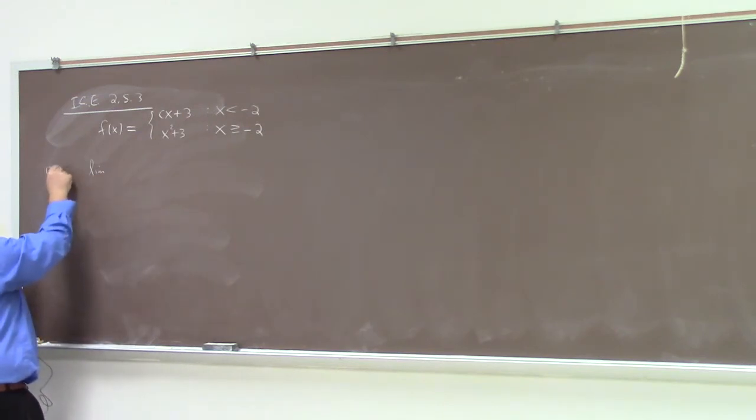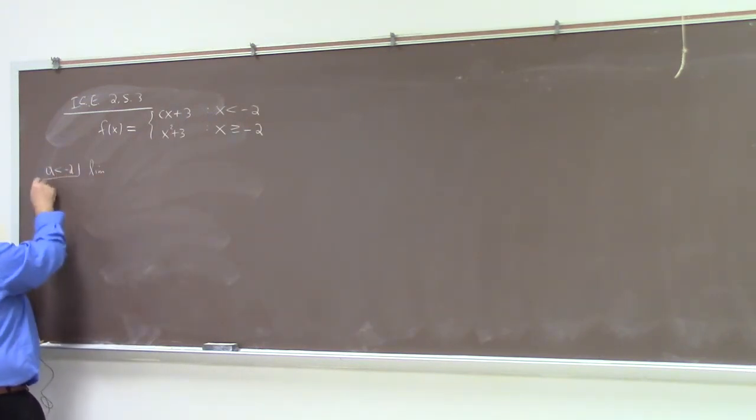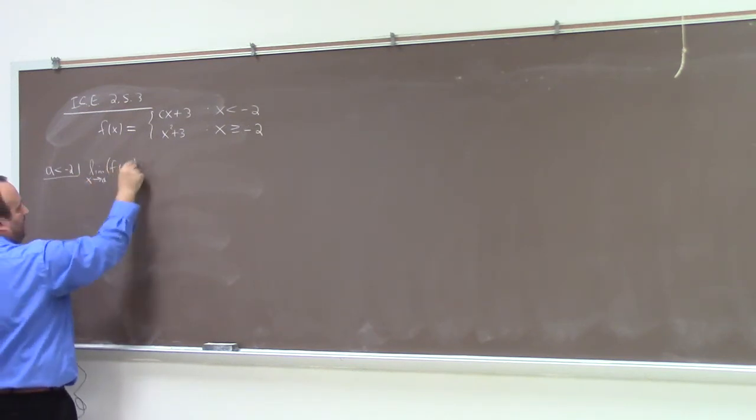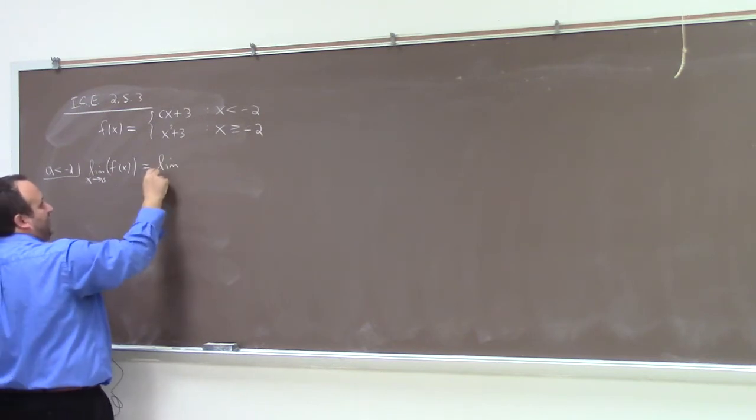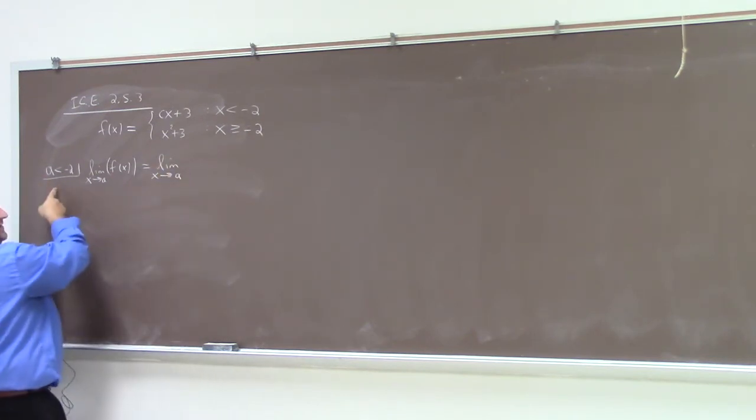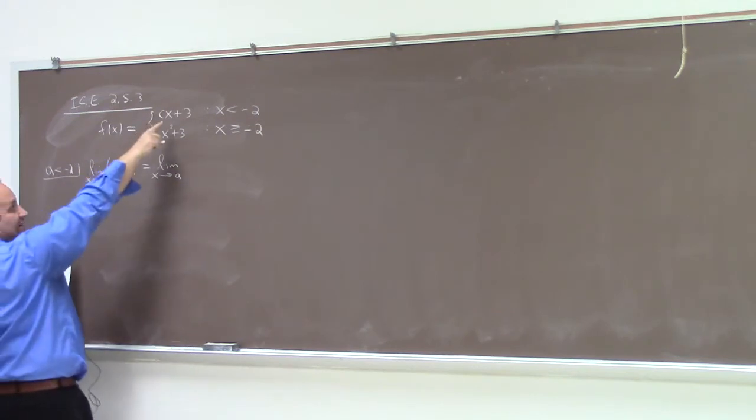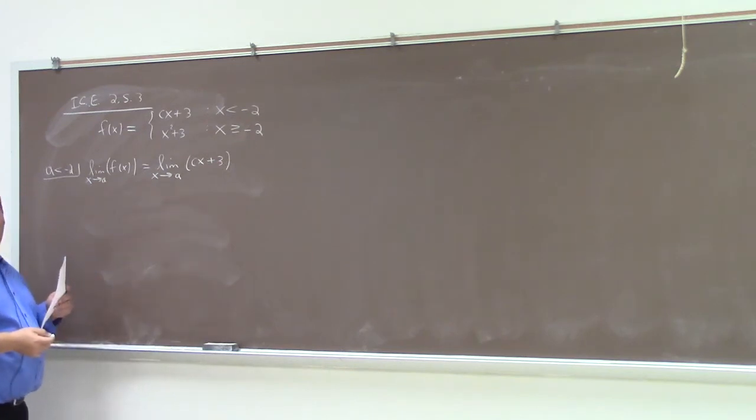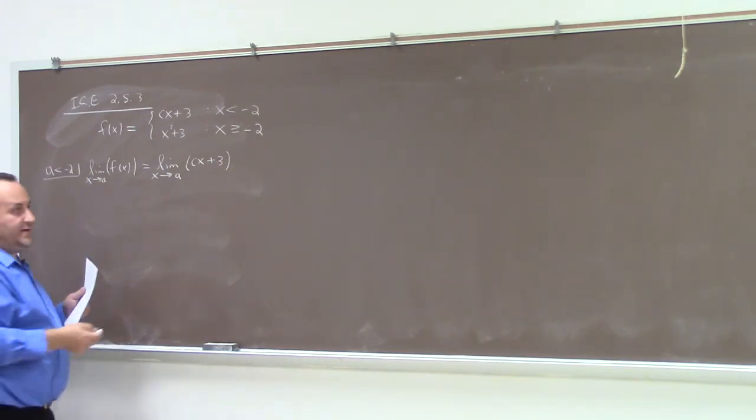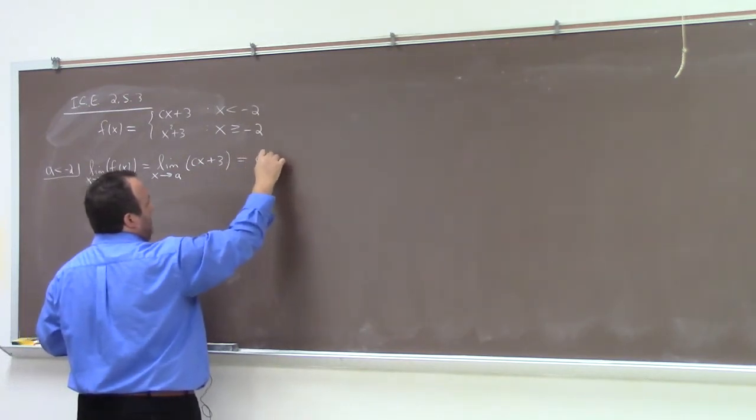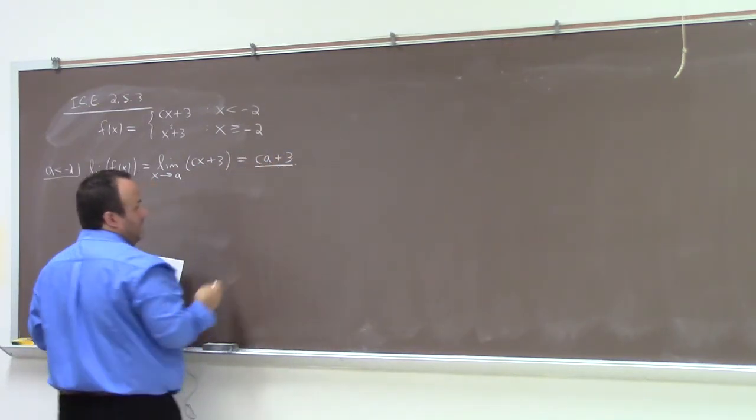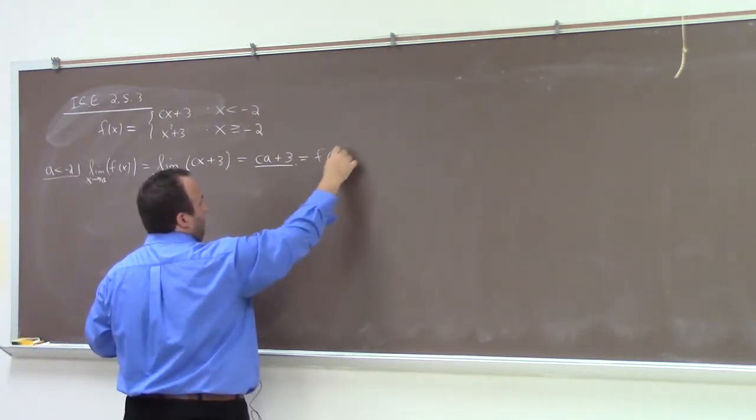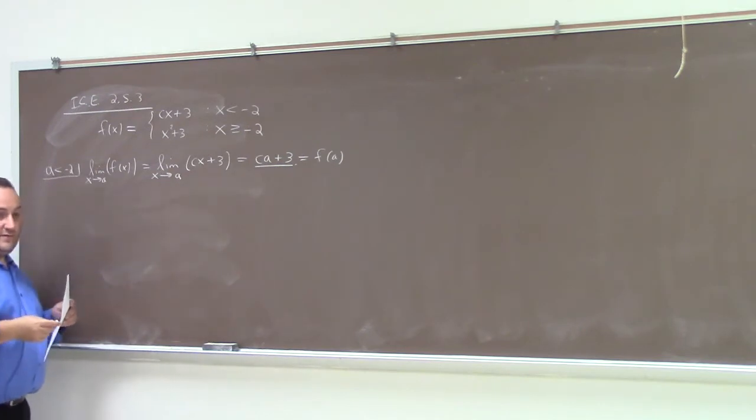If a is less than minus 2, in that case, the limit as x goes to a of f of x, what's it equal to? What's the formula in this case? If a is less than minus 2, the formula is cx plus 3. So plug in a, what do you get? You get c times a plus 3. Fine. That's equal to f of a for any such a. So f is continuous.